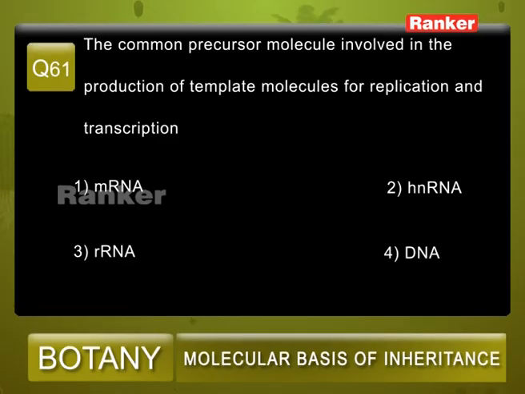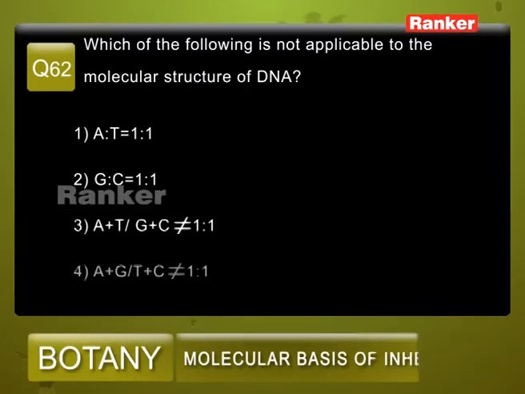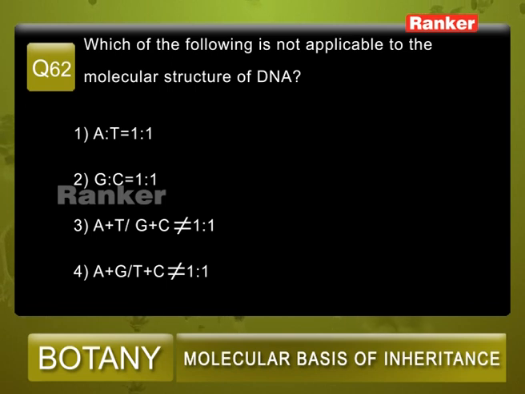So question number 61, the correct answer is 4. Question number 62, which of the following is not applicable to the molecular structure of DNA? Options: A is to T is equal to 1:1. Second, G is to C is equal to 1:1. 3, A plus T by G plus C is not equal to 1:1. 4, A plus G by T plus C is not equal to 1:1.